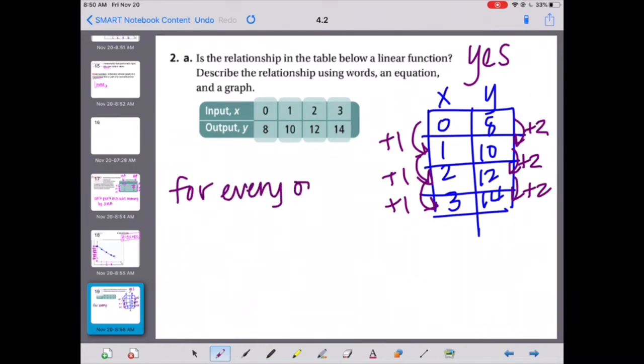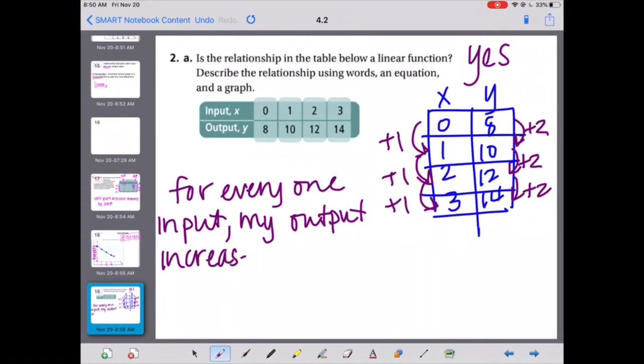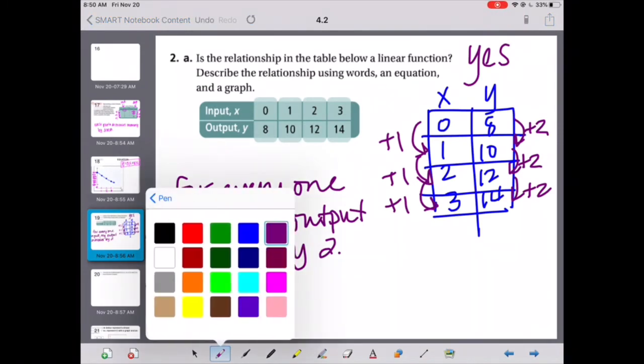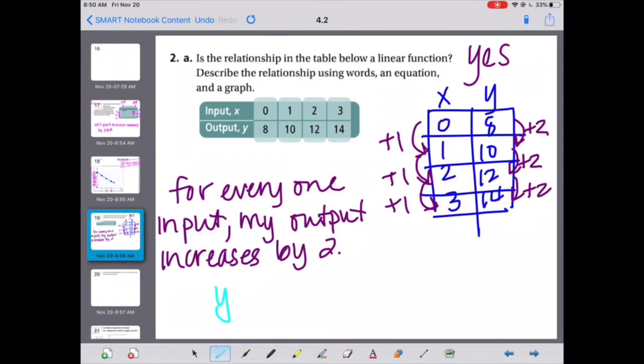If I describe this with words, for every input, when I go up by 1, my output is increasing by 2. Okay, so my words would say, for every 1 input, my output increases by 2. If I were writing the equation, I know that I'm going to have y equals 2x.